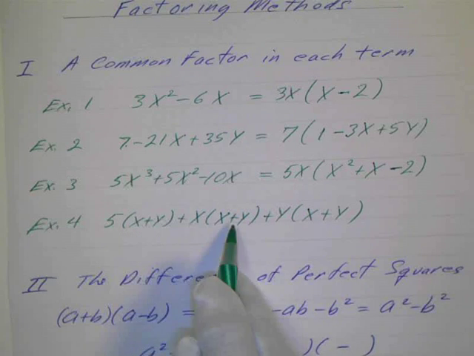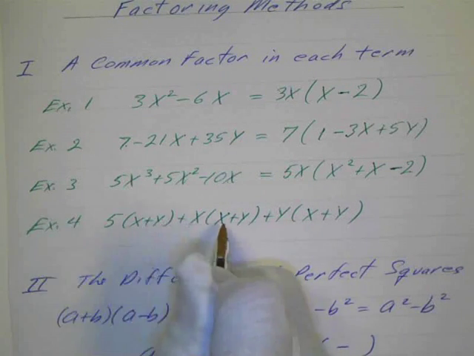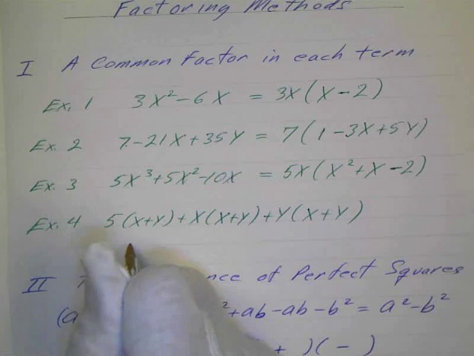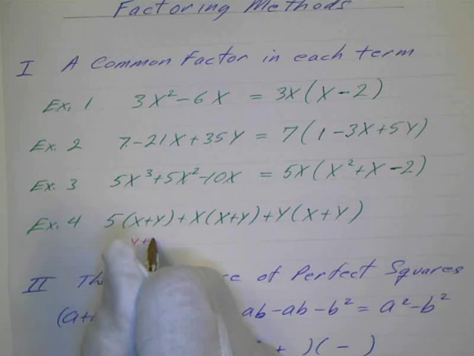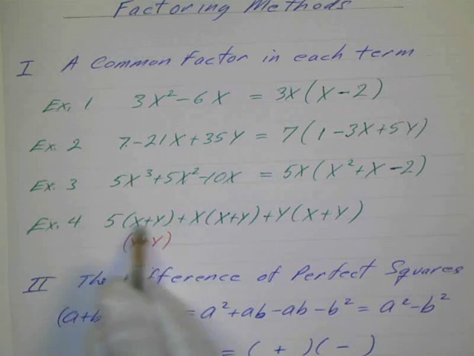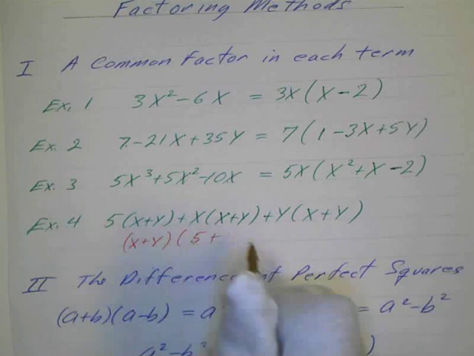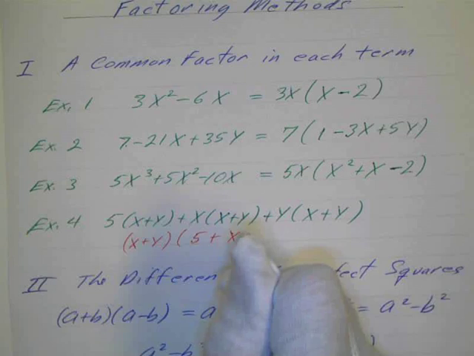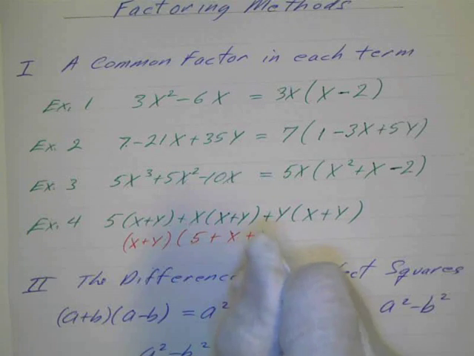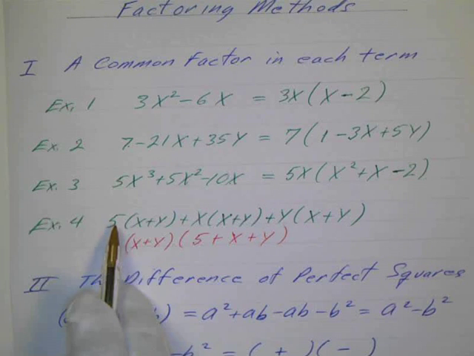So if we look at these terms, is there a common factor? And there's a common binomial factor. And I ran out of room over here, so I'll write this in red. And my common factor is x plus y. So I'll factor out the x plus y. And if I divide that out, what's left in the first term? Just a 5. Second term, x, and the third term, y. So I factored out that x plus y, and what was left I just divided.